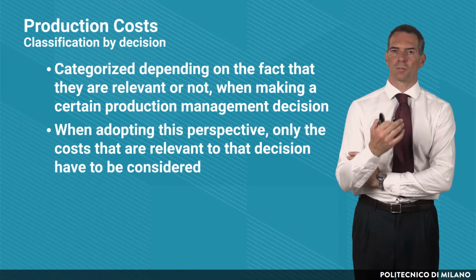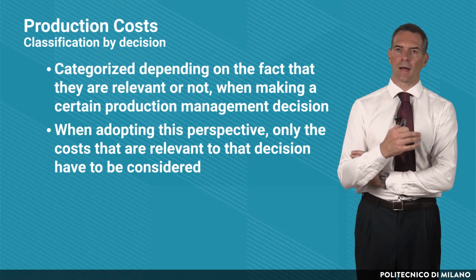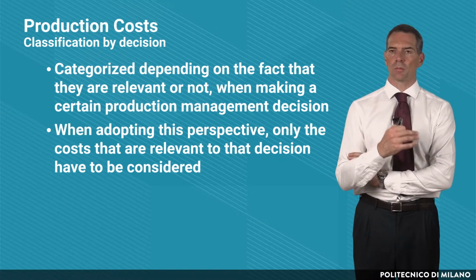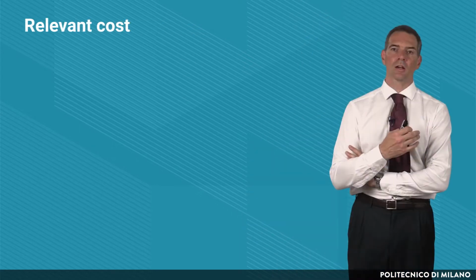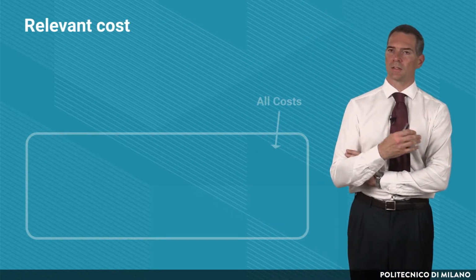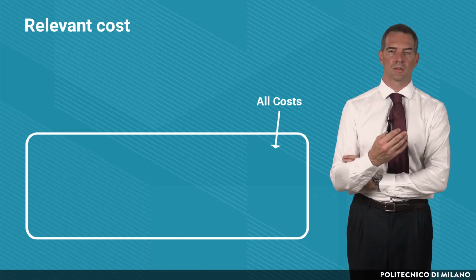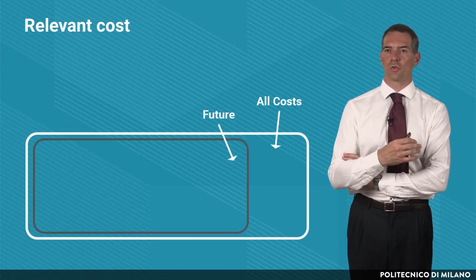When adopting this perspective, only those costs that are relevant to that decision should be considered. But what is a relevant cost? A relevant cost is a cost item that is satisfying the following three conditions. First of all, it has to be a future cost.